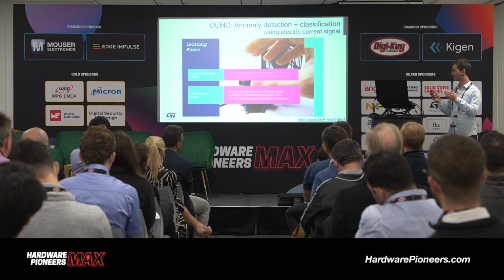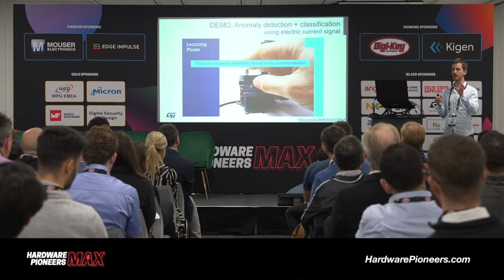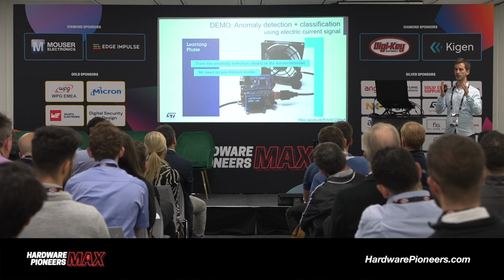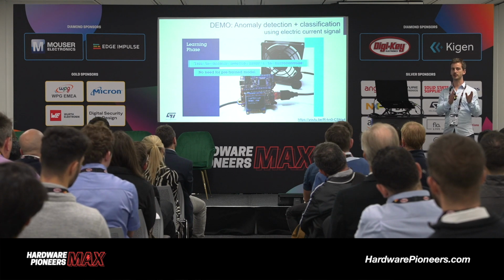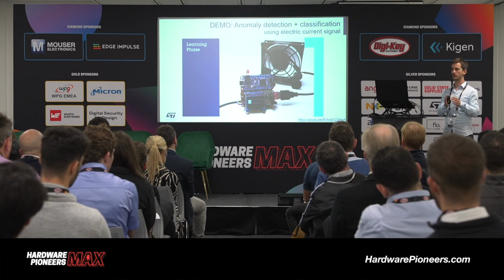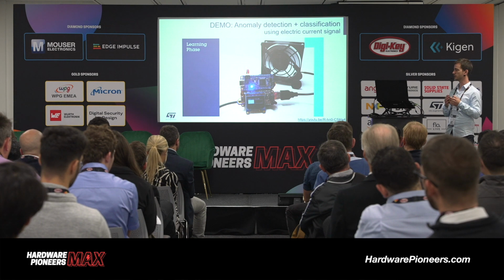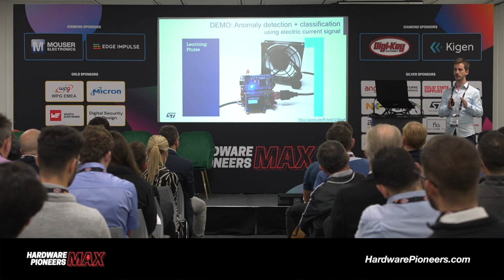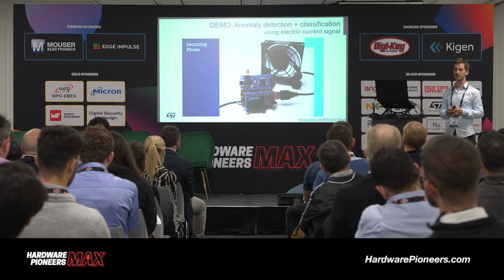Here, there's quite a big difference between anomaly detection and classification, the way we do it. Again, anomaly detection is a dynamic model that learns from scratch within a microcontroller, whereas classification is a static model. So you need to provide data representing all your input classes, or output classes.